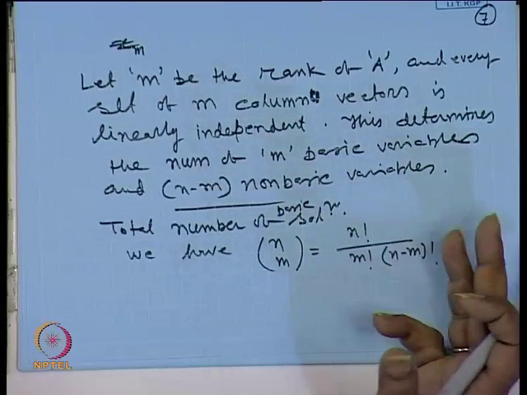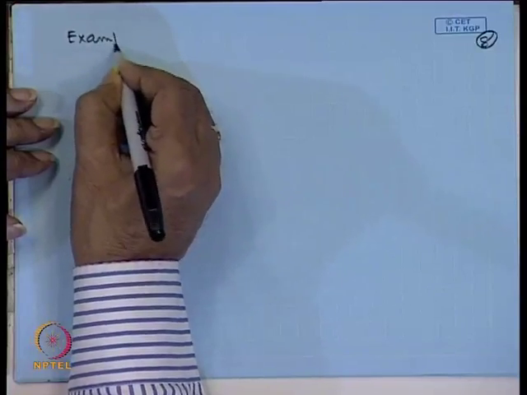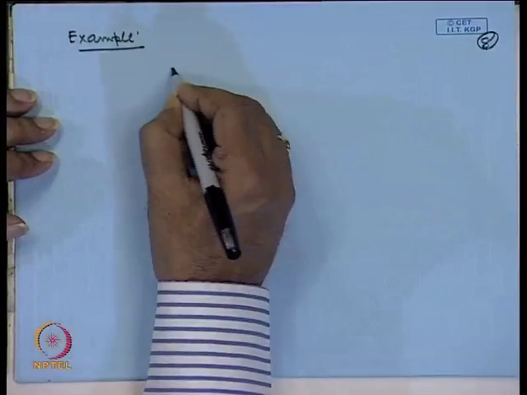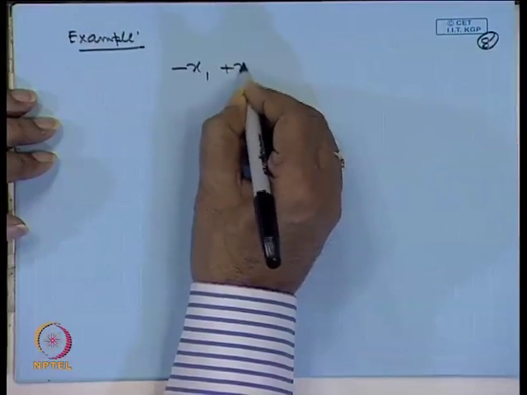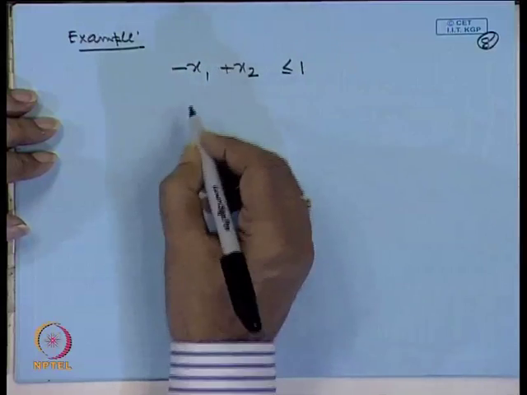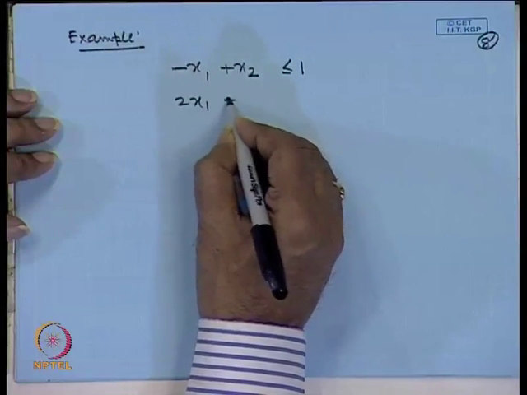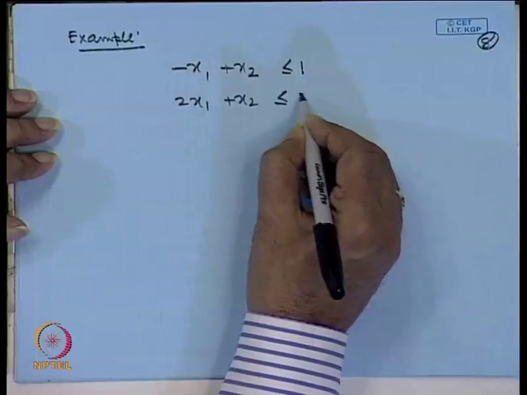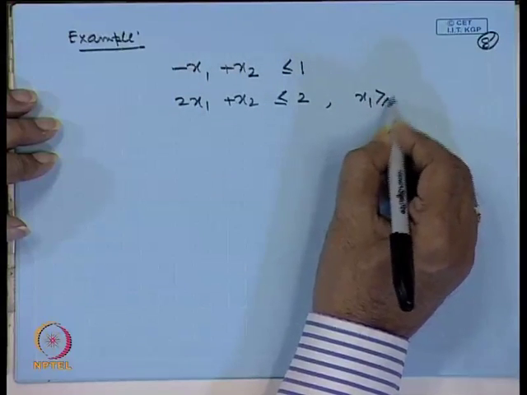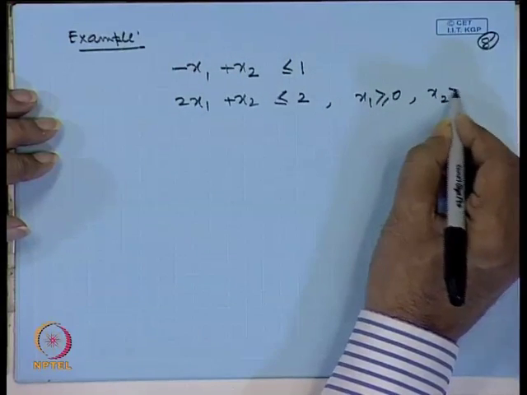Out of this solution, some may be feasible solutions, some may not be feasible according to our optimization problem. Agree? So, let us take one example. How will you find out the solution of this one? Minus x1 plus x2 is less than or equal to 0, twice x1 plus x2 is less than or equal to 2, x1 is greater than or equal to 0, x2 is greater than or equal to 0.